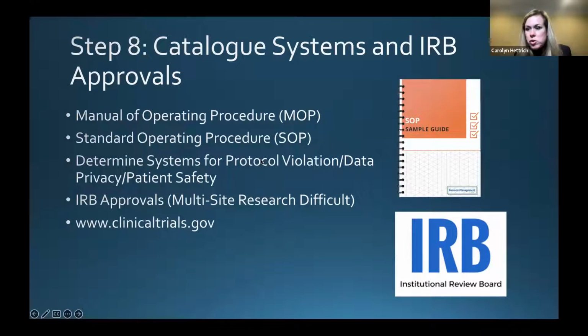Then, once you kind of get all these things, what you're going to collect, and you're starting to develop your forms, you have to make your manual of operating procedures. And ours is 80 pages long. So this is a significant amount of work. You can probably get one from another group and then modify it for your project, but these are a lot of work. They're required by the IRB.